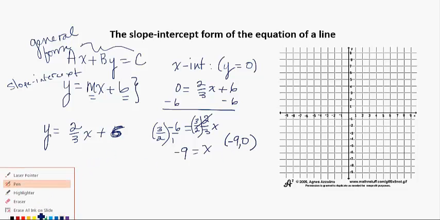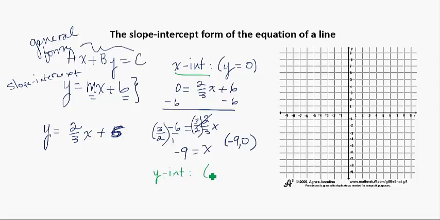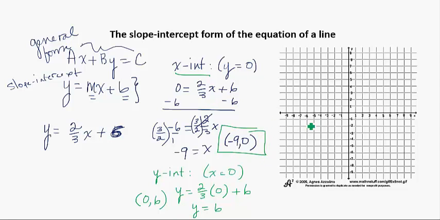And then my y-intercept. To find my y-intercept, I need to set x equal to 0. So I'm going to come back to that same equation, y equals 2/3 times 0 plus 6. 2/3 times 0 is 0, and my y-intercept is simply 6. So that gives me the ordered pair (0, 6). When I plot these, my x-intercept is (-9, 0), so I can come over here. That's my x-intercept. My y-intercept is (0, 6).